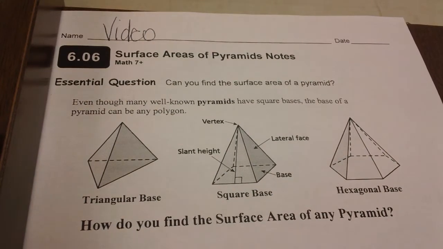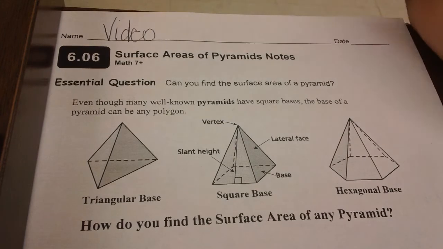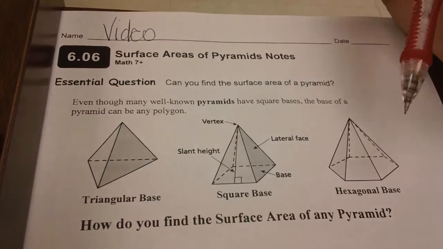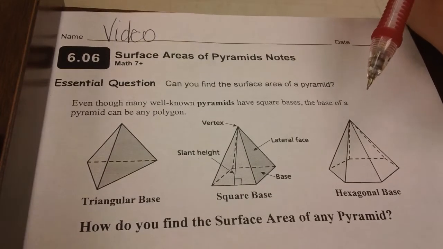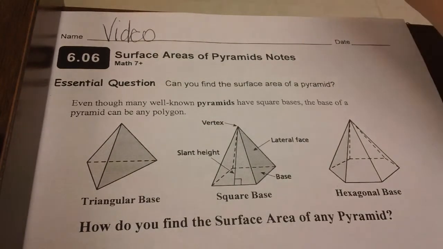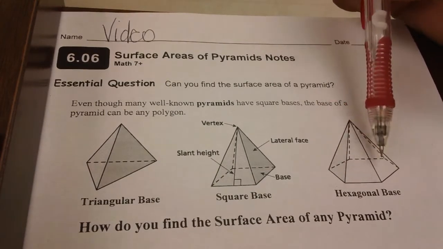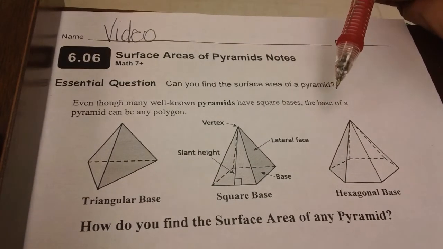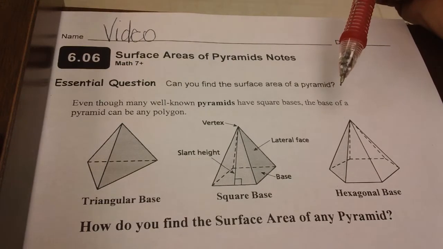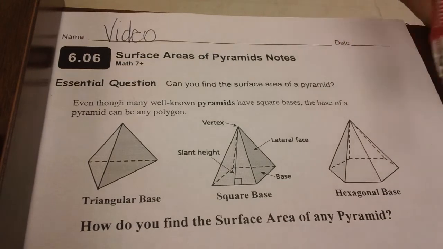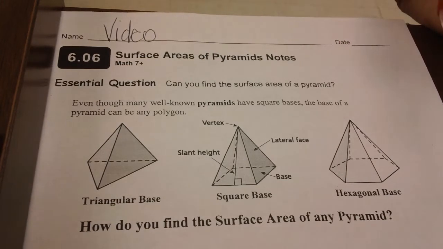Alright, 7th graders, today our essential question is, can you find the surface area of a pyramid? You all know what traditional pyramids look like. They normally have a triangle for a base, or a square, or a rectangle. But there can be oddly shaped bases, like a hexagon, octagon, really any kind of polygon can make up the base of a pyramid.